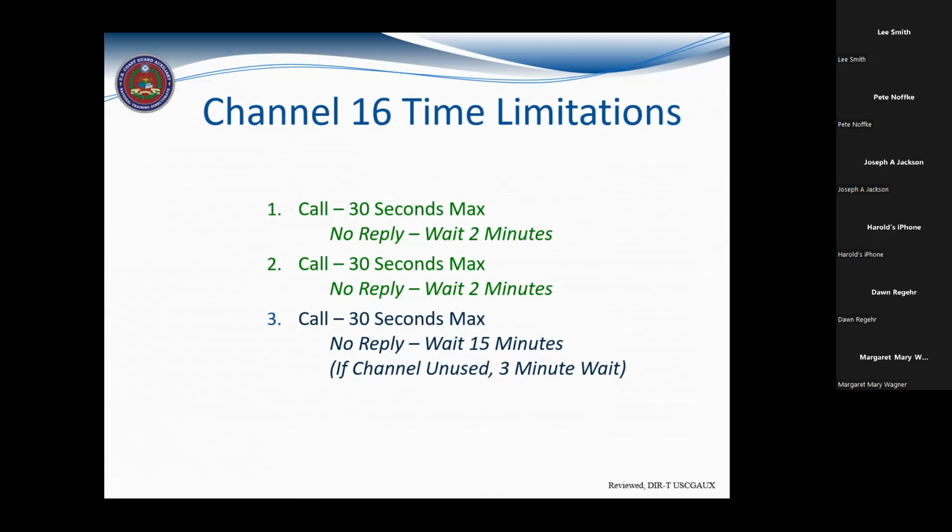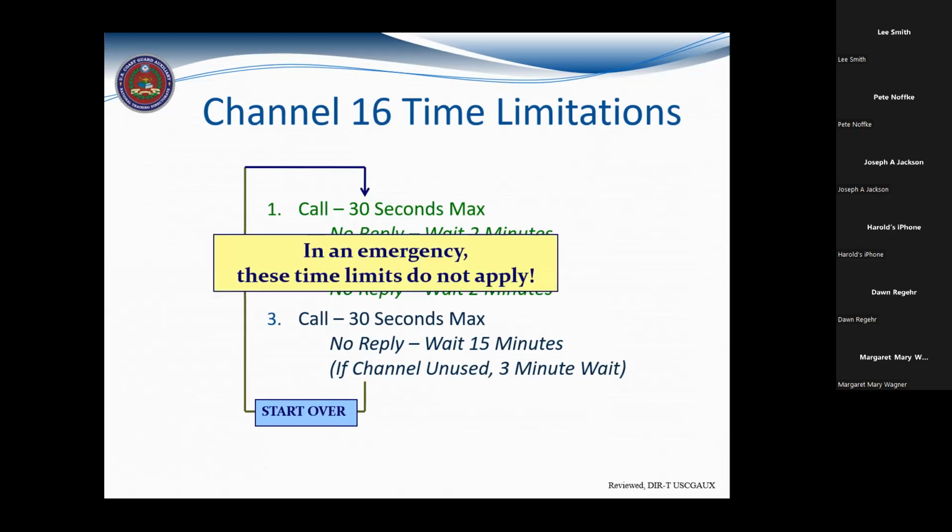But if they didn't hear 3 calls, there's probably something wrong with the radio, or they're on a different channel, or they're not going to answer you at all. So after your 15 minutes, you can start all over again and try the calling procedure again. There's the overriding rule that says if it's an emergency, time limits don't apply. Do what you need to do to rescue lives and people.